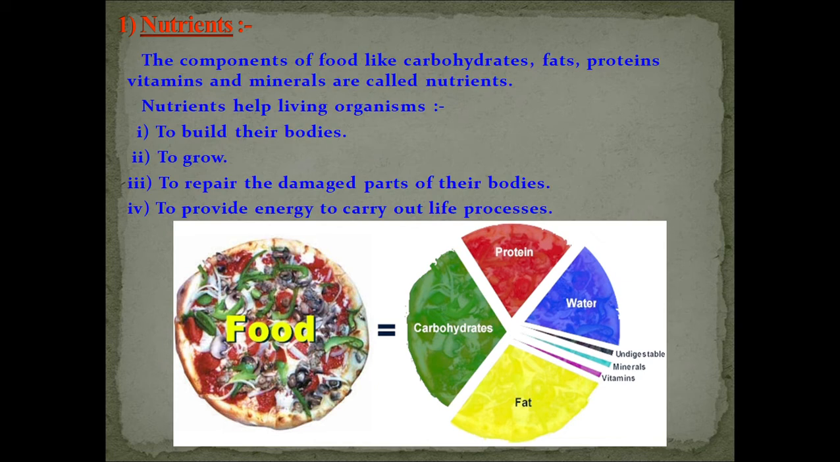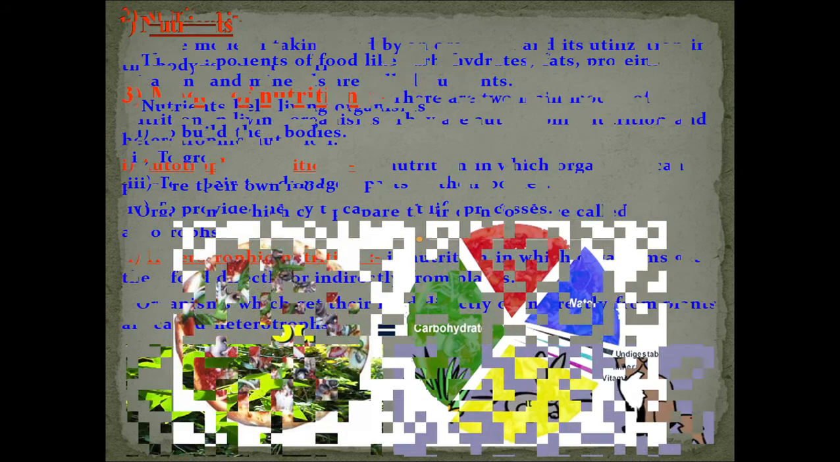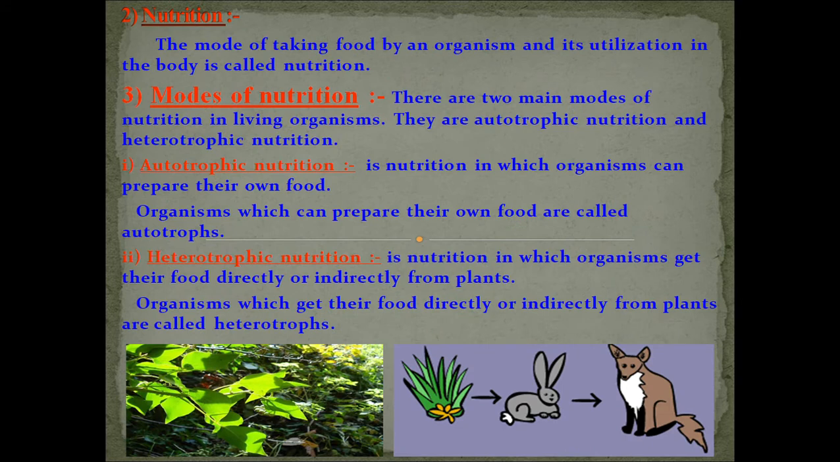Nutrients. The components of food like carbohydrates, fats, proteins, vitamins and minerals are called nutrients. Nutrients help living organisms to build their bodies, to grow, to repair the damaged parts of their bodies, and to provide energy to carry out life processes. Nutrition. The mode of taking food by an organism and its utilization in the body is called nutrition.